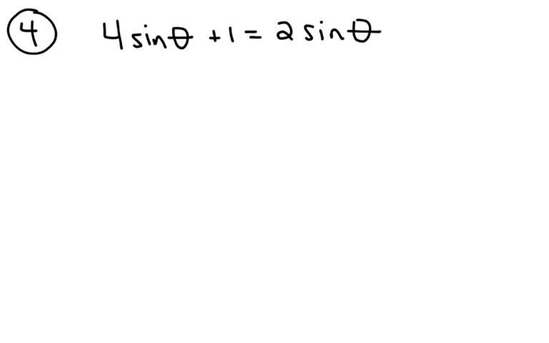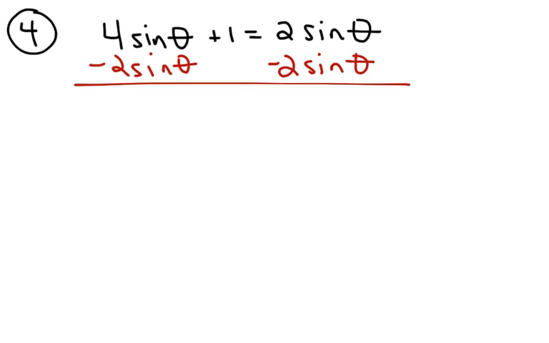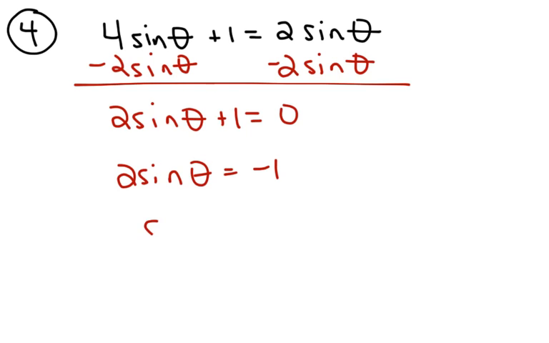Another thing we did in Chapter 7 was we solved basic trigonometric equations. And when we solved them, we left our answers in radians. So if you think about this like any other algebraic equation, think about it like wanting to get your like terms together. So in this problem, I would subtract 2 sine theta from both sides. So I'd be left with 2 sine theta plus 1 is equal to 0. And then I would subtract 1, divide by 2, and now I have a basic trigonometric equation.